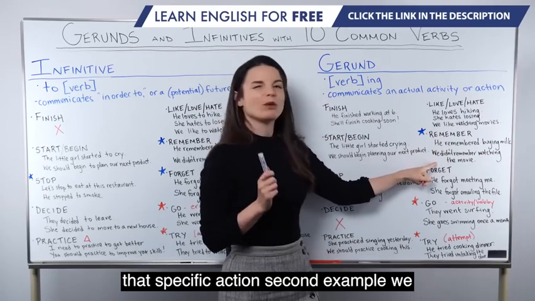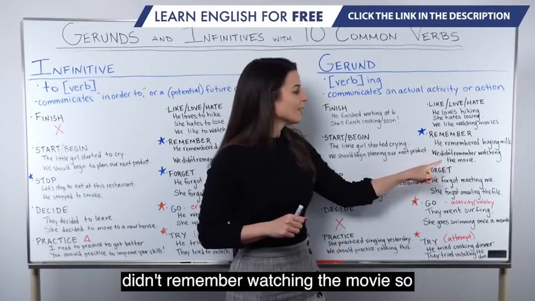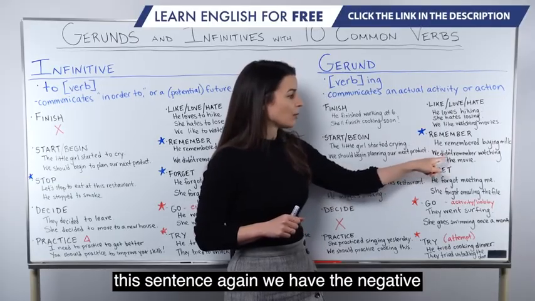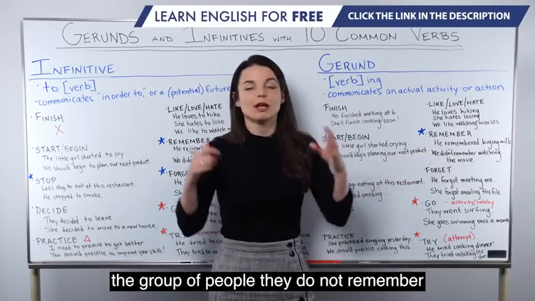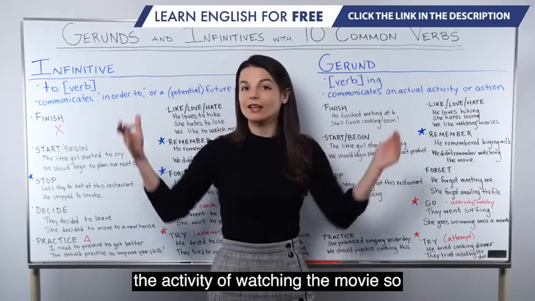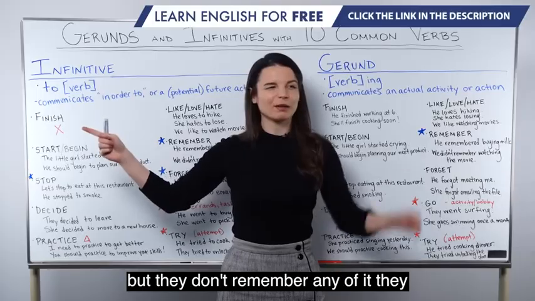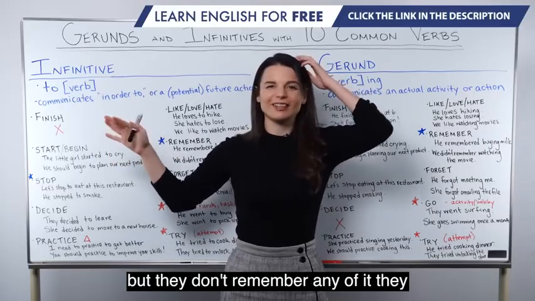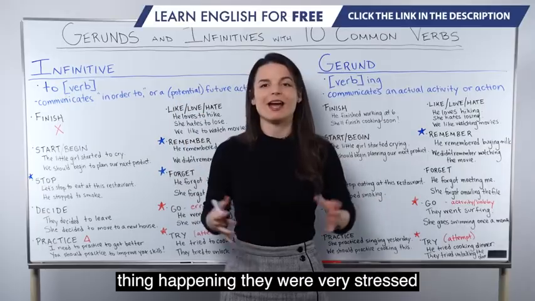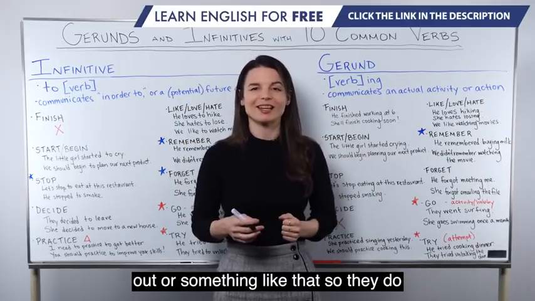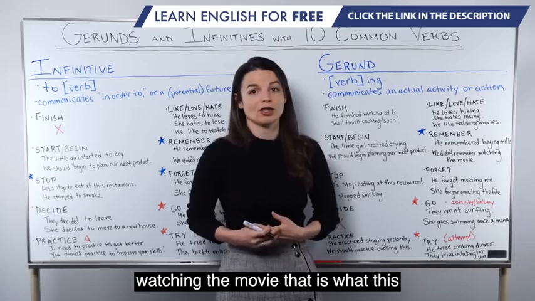Second example, we didn't remember watching the movie. So this sentence, again, we have the negative here. This sentence means we, the speakers, the group of people, do not remember the activity of watching the movie. So this sounds like they watched a movie, but they don't remember any of it. Maybe they were very tired, or maybe there was some other thing happening. They were very stressed out or something like that. So they do not remember the activity, the action of watching the movie.